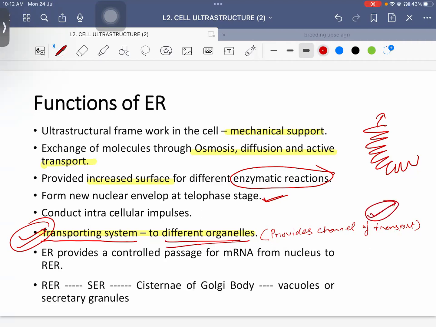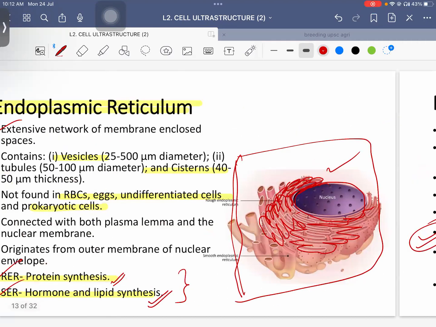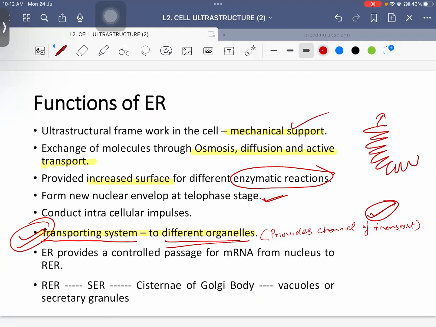Endoplasmic reticulum provides a channel of transport, and remember this: rough endoplasmic reticulum, smooth endoplasmic reticulum. It also acts as a mechanical support to the cell. Another last important point is that endoplasmic reticulum provides passage for mRNA from the nucleus to rough endoplasmic reticulum. The mRNA which is produced in the nucleus has to be transported, and it is controlled by the endoplasmic reticulum. That's why endoplasmic reticulum provides a controlled passage for mRNA from the nucleus to rough endoplasmic reticulum.